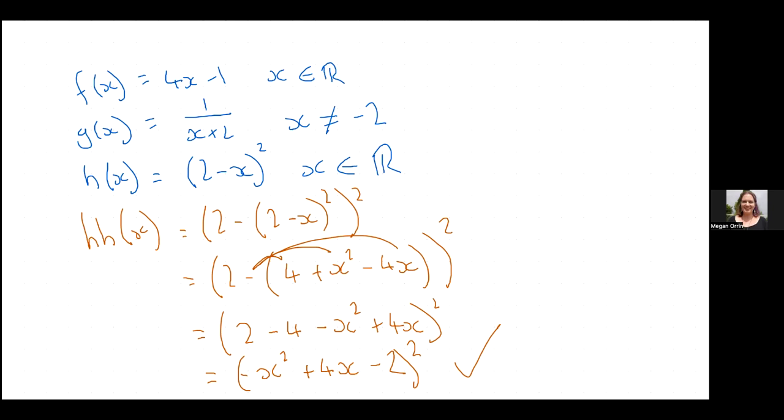Okay, so we're going to do one now where we have two unknowns and I'm going to ask you to solve it. All right, are we listening? All right, so we haven't done this before. We're going to do composite functions where we have to solve for two different letters.